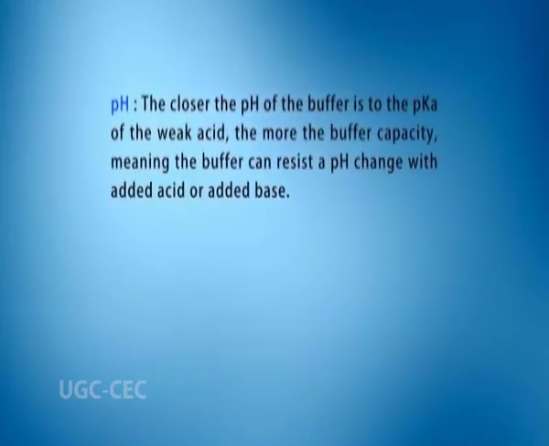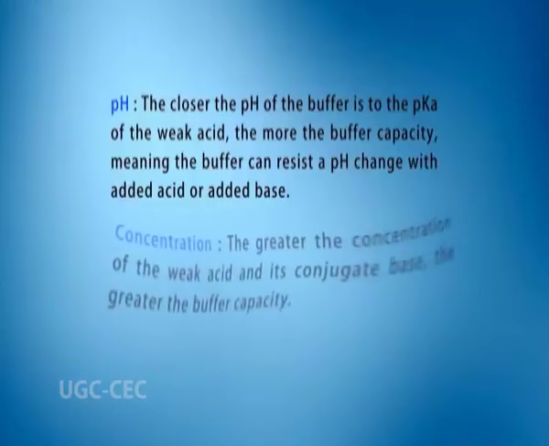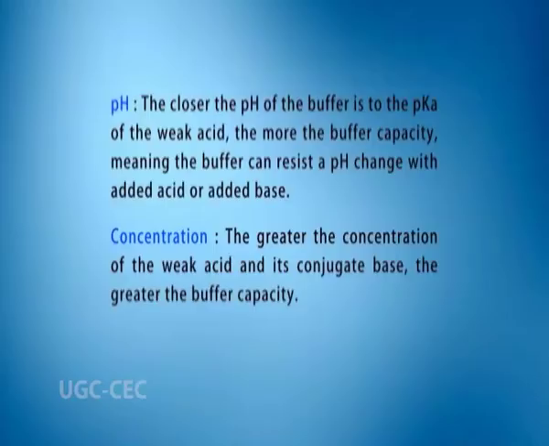We now ask, what makes one solution a better acid-base shock absorber than another solution? The nature of the buffer capacity of a pH buffer depends on both its pH relative to its pKa and its concentration. pH: the closer the pH of the buffer is to the pKa of the weak acid, the more the buffer capacity, meaning the buffer can resist a pH change with added acid or added base. Concentration: the greater the concentration of the weak acid and its conjugate base, the greater the buffer capacity.